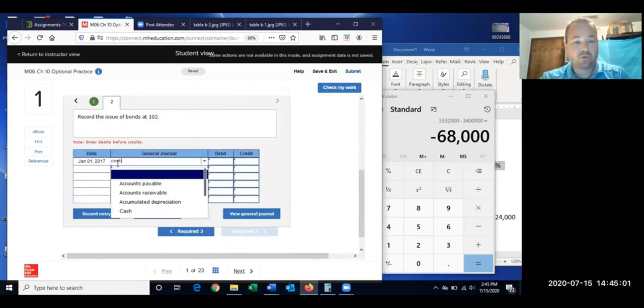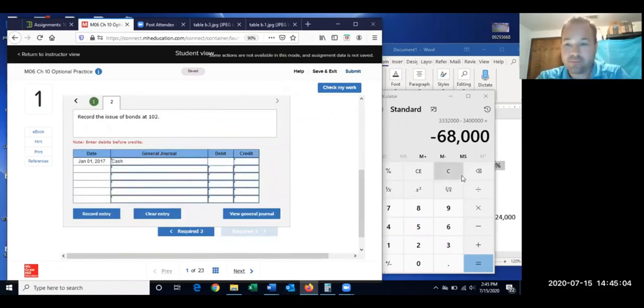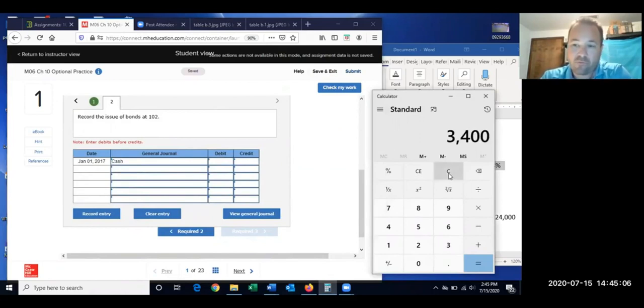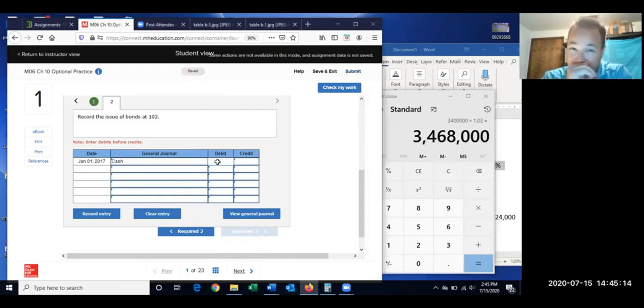Do the second part of this, record the issuance at 102. So when it's issued at 102, that means it's offered at a premium. So I'm going to take the 3.4 million and multiply it by 1.02. So therefore, instead of getting 3.4 million, I'm actually getting more. I'm getting 3.468. They're paying me that much. I only have to pay them back 3.4 million. So that's where the premium comes into play. The extra 68,000 that they're paying on top of what I'm going to pay them back because they want my higher interest.